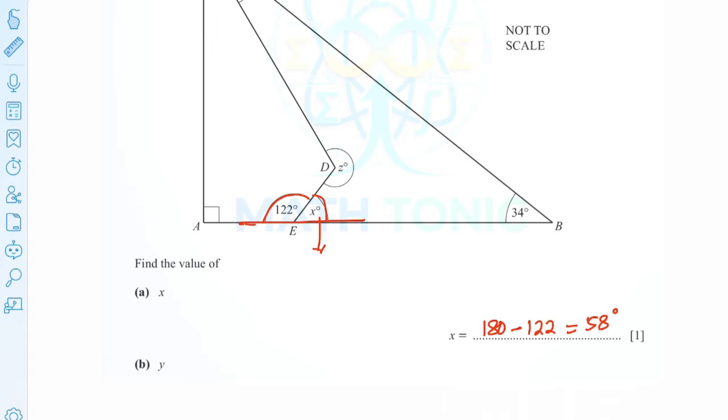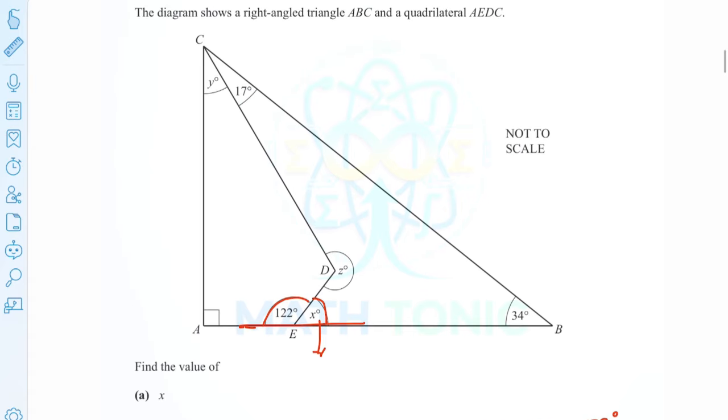Right? Next, how to find the y value? Okay, if I talk about this bigger triangle, that means this is A, this is B and this is C, right? This angle is given already, 90 degrees, right? This is given 34 degrees. Now can we find the value of C? I'm talking about this full angle. So how to find the value of this full angle?